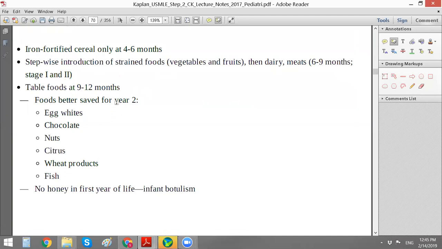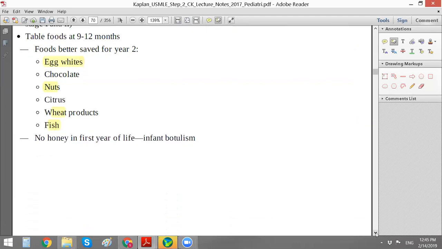Really? For year 2. Okay. They're not even giving egg whites. Chocolate I will not give at any point. Nuts, okay. Wheat and fish. No honey in the first year of life because it causes infant botulism.